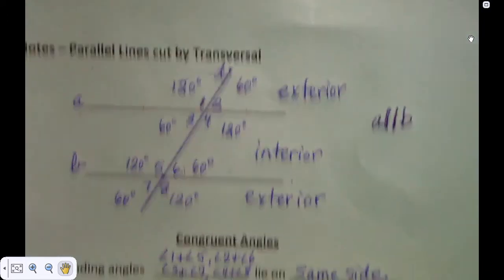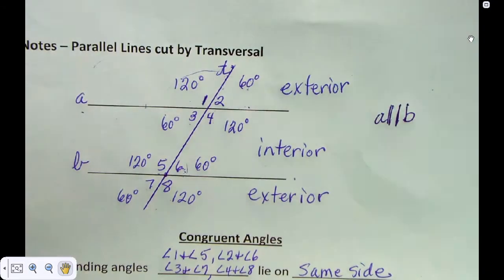Okay, A is parallel to B. So, I have to sit here. I like to stand up to do this, but I'm going to sit so the recorder can hear me. Corresponding to 1 is, I need to hear everybody, 1 and 5.